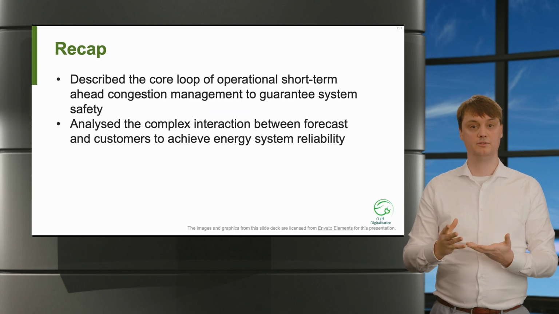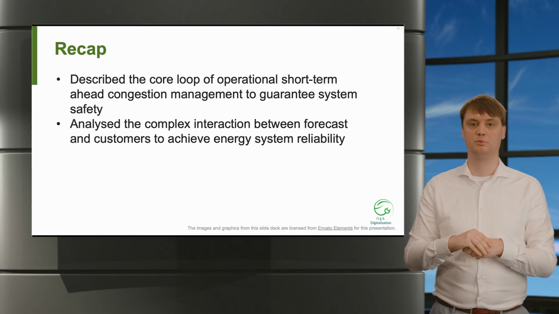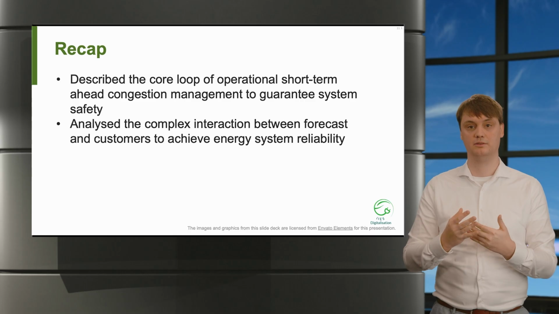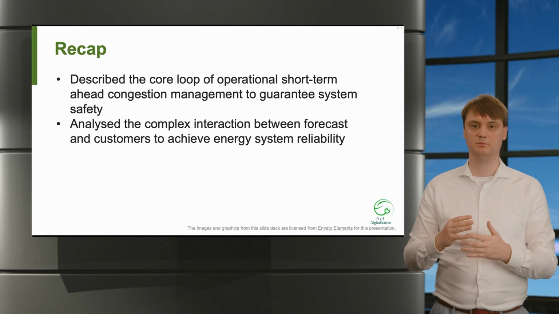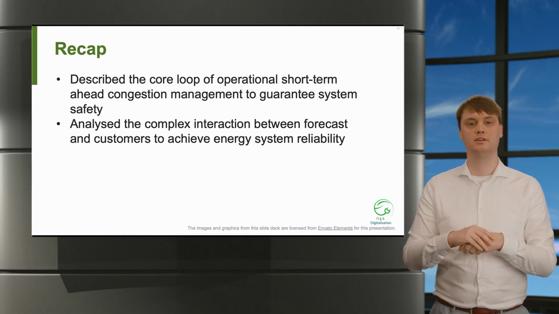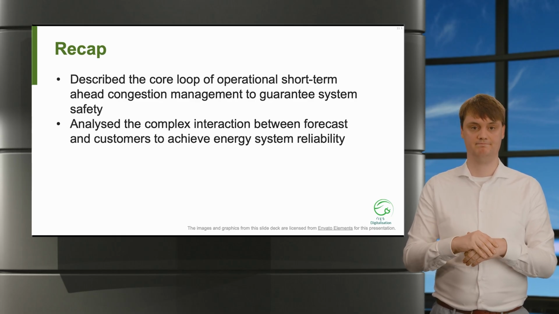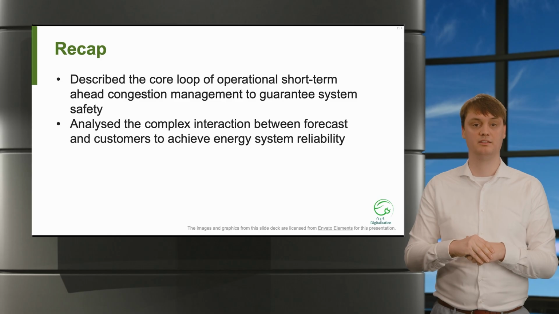Now, in this video, we described the core loop of operational short-term ahead congestion management and how it helps guarantee system safety. We looked at how operators forecast grid conditions, detect potential congestion, and take corrective actions to keep the system within its limits. We also analyzed the complex interaction between forecast and customers in achieving a reliable energy system. Customer behavior affects demand and flexibility, while forecasts help operators anticipate changes and respond in time to maintain a stable and reliable energy system.